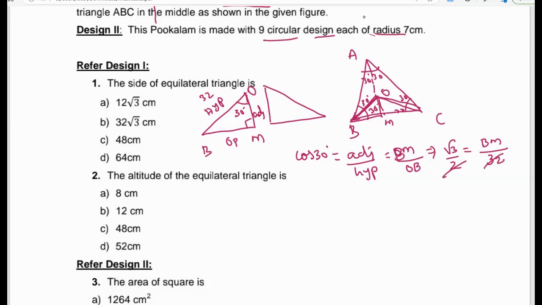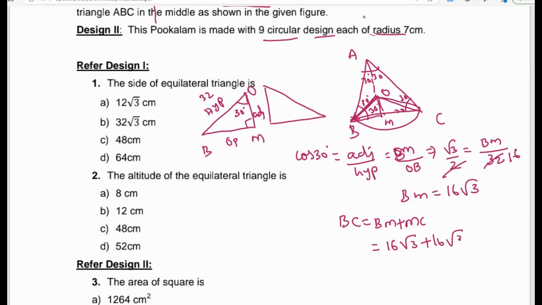So 2 1 time, 2 16 times. If you cross multiply, you get BM equals 16 into root 3. Now we want to find BC equals BM plus MC. MC is the same as BM because it is a midpoint. So if you write it two times, it will be 16 root 3 plus 16 root 3, which will be 32 root 3. So the answer will be 32 root 3 centimeters.